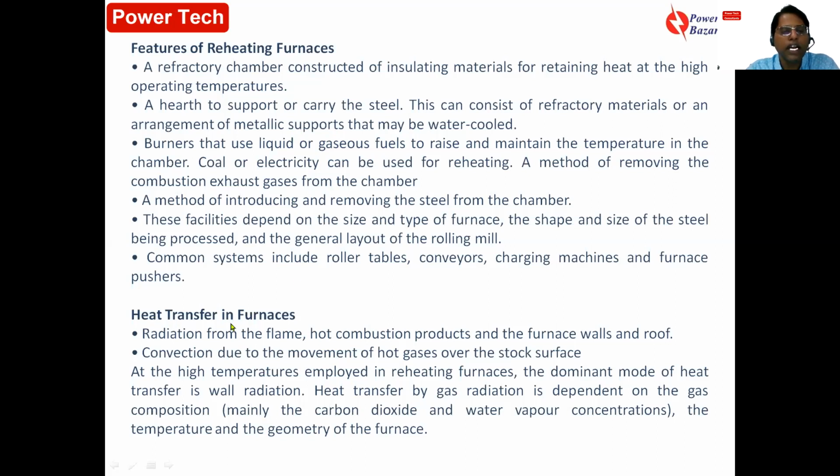As I told you, heat transfer in a furnace occurs in two ways. One is radiation from the flame, hot combustion products, and the furnace wall and roof. Also, convection due to movement of hot gas over the top surface. Now, as the temperature employed in a heating furnace is high, the dominant mode of heat transfer is wall radiation. Normally, the radiation from the wall is the major heat transfer source. Heat transfer by gas radiation depends upon the gas composition, mainly carbon dioxide and water vapor, the temperature, and the geometry of the furnace. So, this is the heat transfer in a furnace.